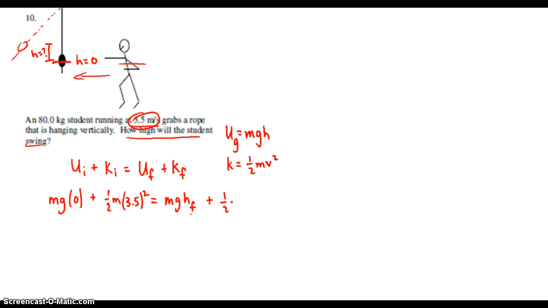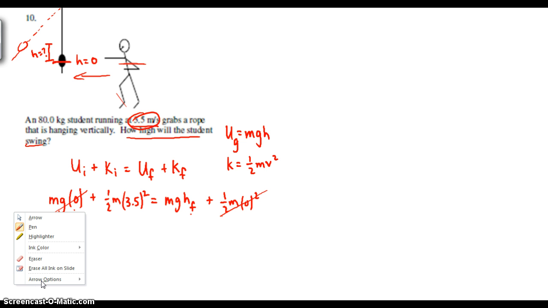And kinetic energy, we have to think about this one. Picture someone running, swinging up, getting to the highest point, and then swinging back down. At its highest point, it stops moving. Its speed is 0 momentarily, just at that highest point. So if we look at the beginning, there's no potential. At the end, there's no kinetic. Now we just have to solve for h final.